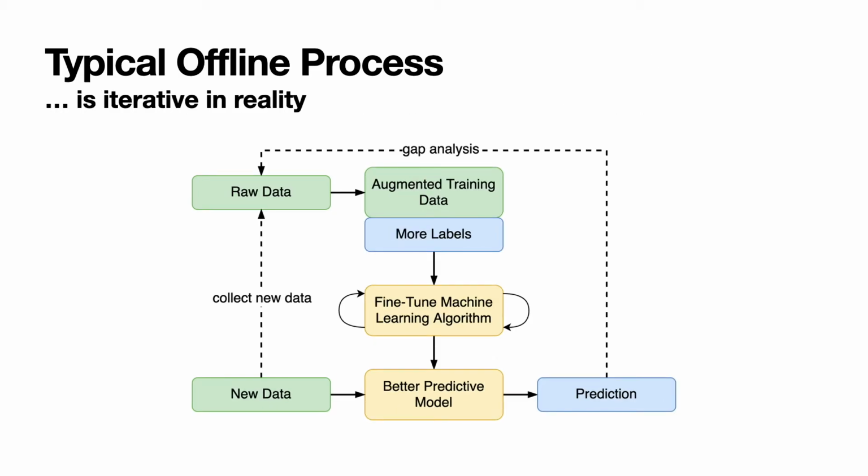But the reality is a bit different. After some time, either the condition of the model environment will change, or we will spot some discrepancies of predictions from the desired ones. Gap analysis is a systematization of typical discrepancies and then collecting more data. Having this data, we fine-tune machine learning algorithms and get better predictive models.